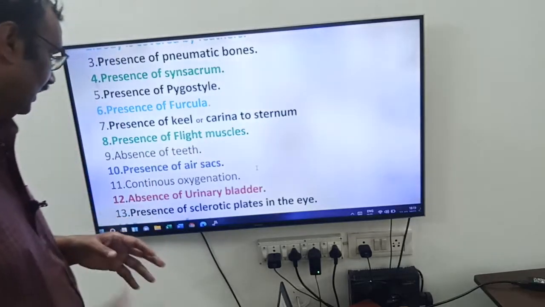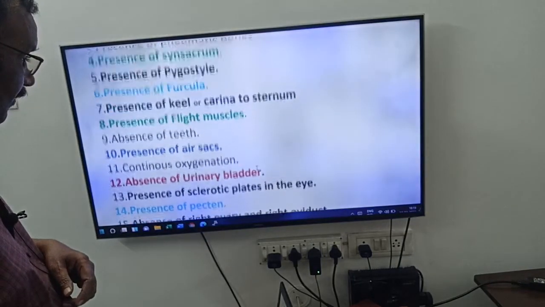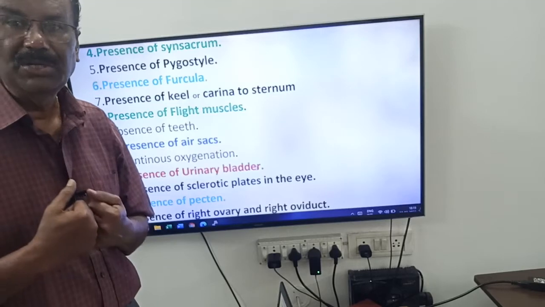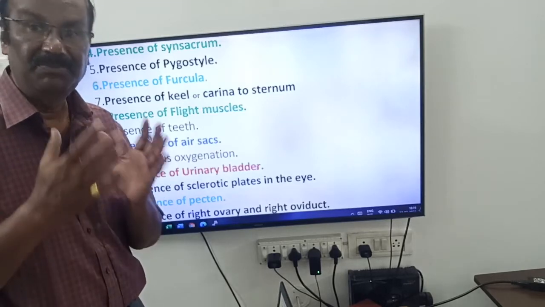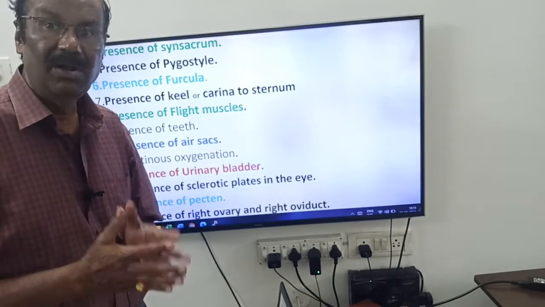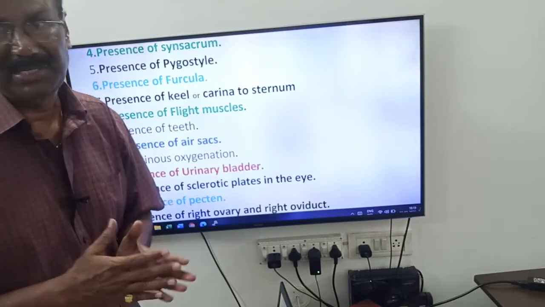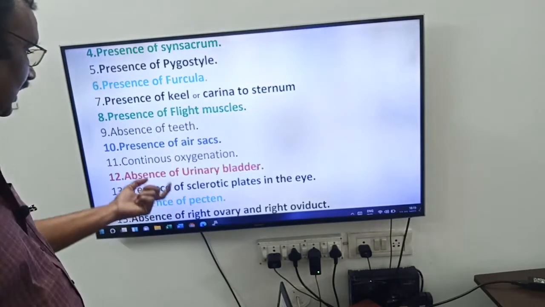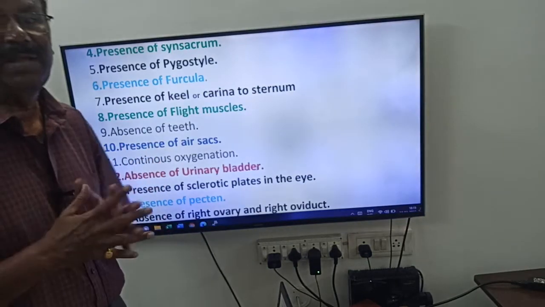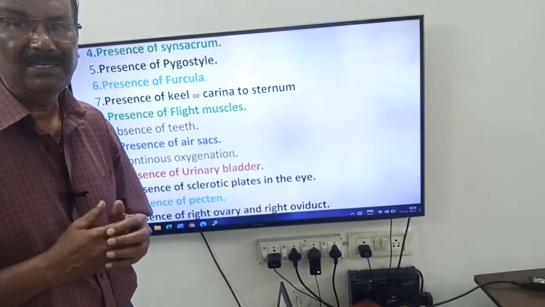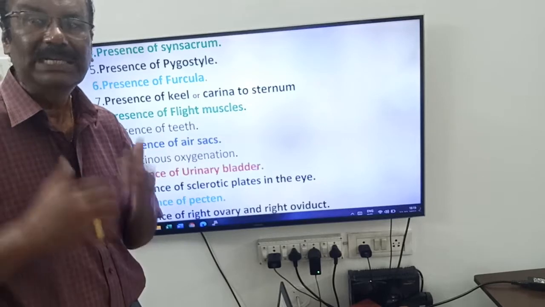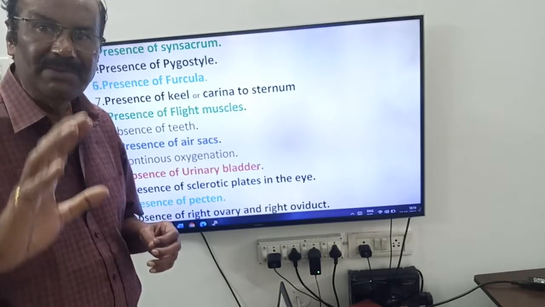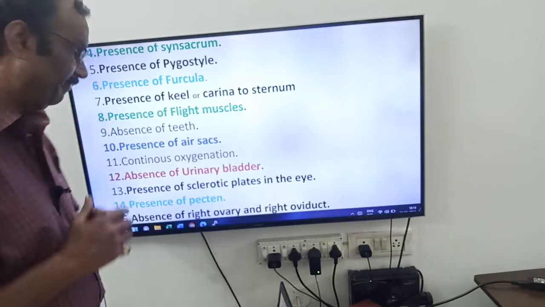Okay, friends. Next, continuous oxygen. We receive oxygen only during inspiration, but birds receive oxygen during inspiration and expiration. That is called what, friends? Continuous oxygenation. Next, absence of urinary bladder. Friends, if they had a urinary bladder, they would store the urine. It increases the weight of the body. So because of that, flying birds have no urinary bladder.